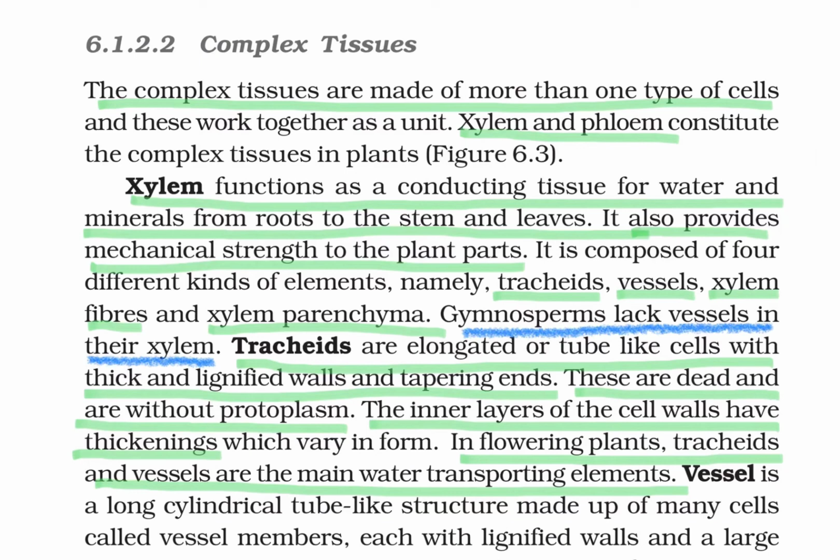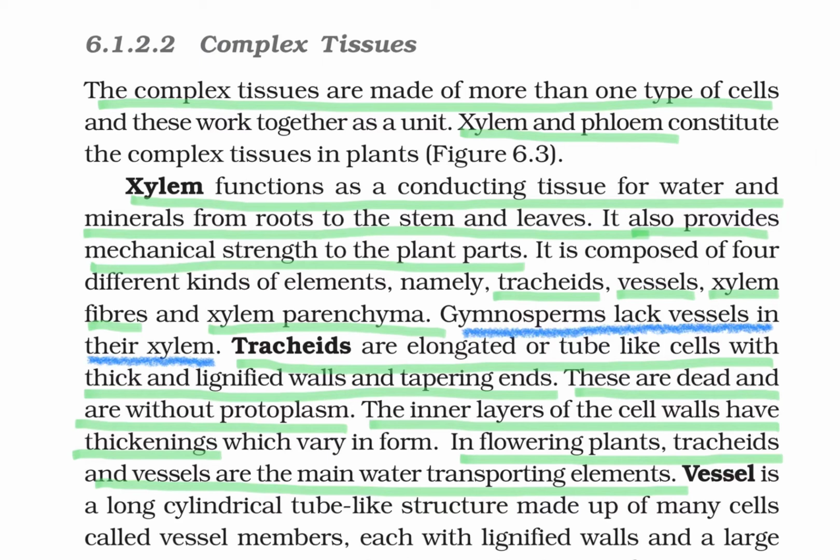In this session, we are continuing with Chapter 6, Anatomy of Flowering Plants. And today we are going to start with a new topic, that is complex tissues. In the last session, we read simple tissues. They both are permanent tissues. In simple tissues, we have learned parenchyma, collenchyma, and sclerenchyma.